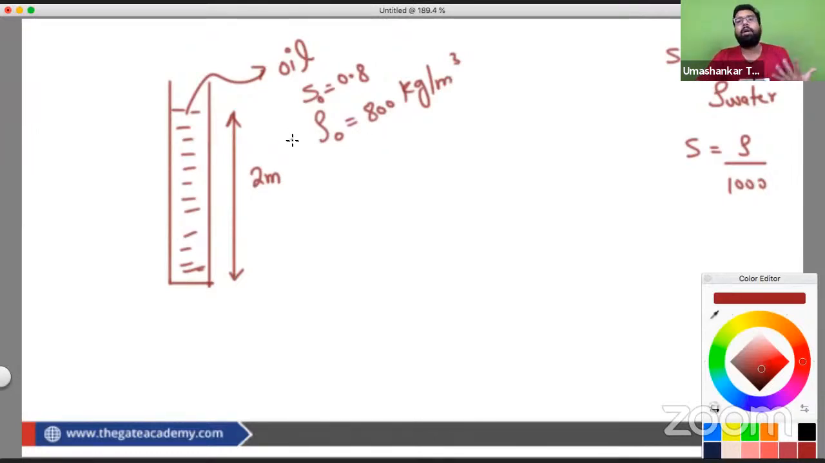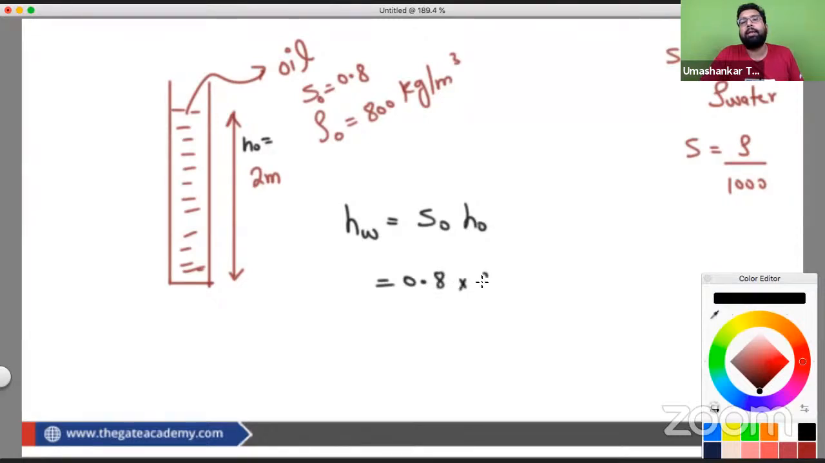Now, in this we have oil, and I want to convert it in terms of height of water. So what can we do? For a given particular pressure, HW is equal to S naught times H naught. This is going to be 0.8 times 2, so this is 1.6 meter. So you can represent the same pressure in terms of oil, and if you want to convert it into water, you can simply do specific gravity into height. See how simple it is.